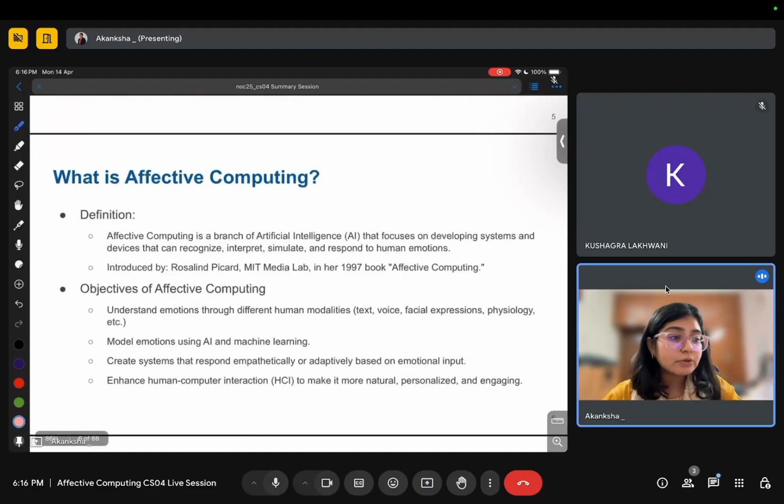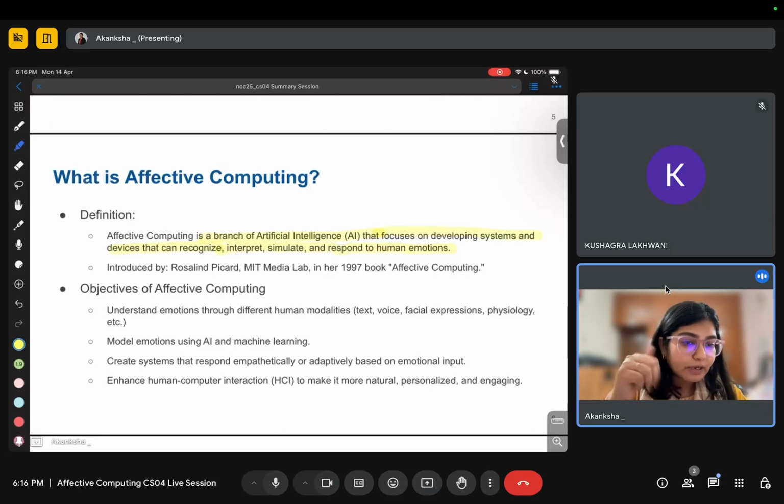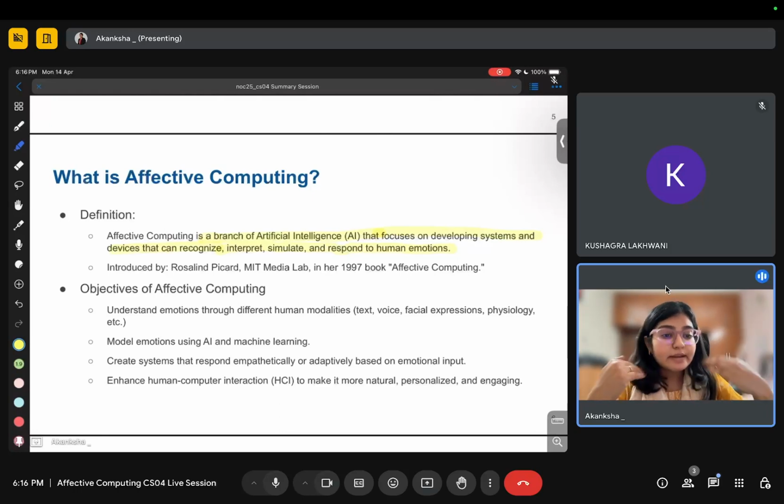Affective computing, to define it formally, is a branch of AI that focuses on developing systems and devices that can recognize, interpret, simulate and respond to human emotions. These are the four main components. Recognize means to detect what the other person is feeling. Interpret: sensors are just capturing, but on the back end you need to analyze what the person is feeling.